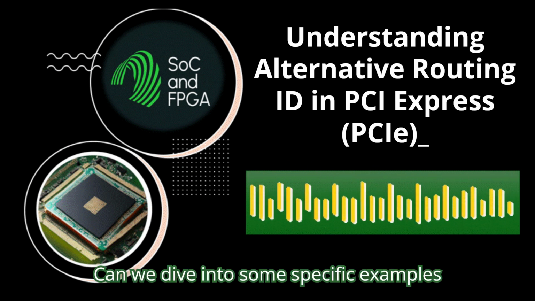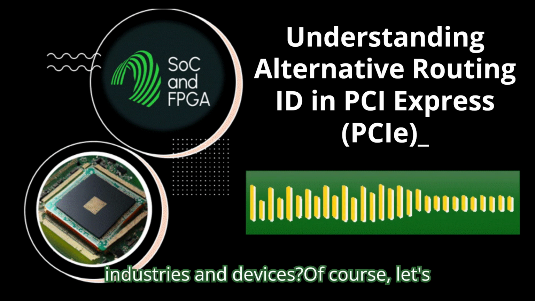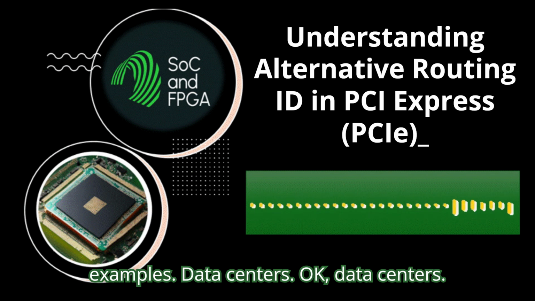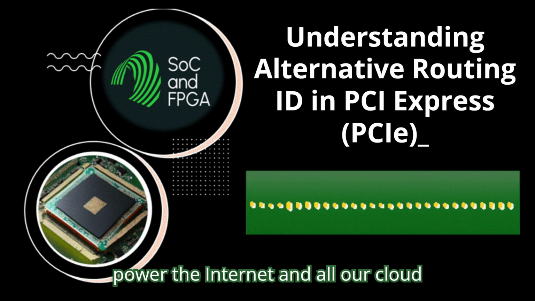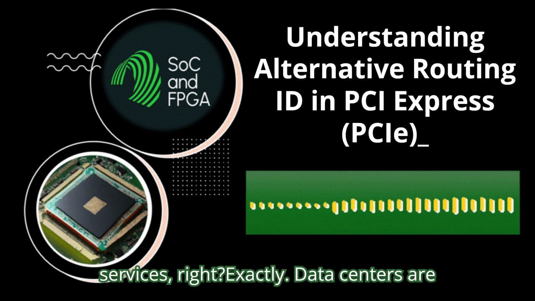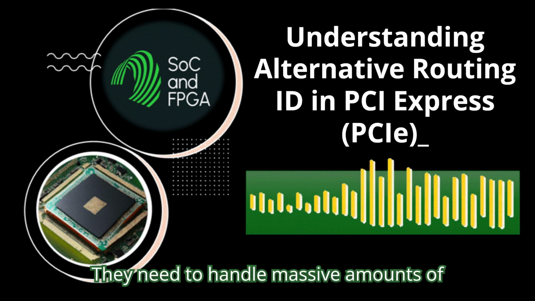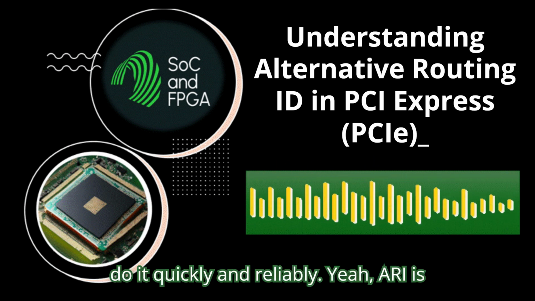Can we dive into some specific examples of how ARI is being used in different industries and devices? Of course, let's start with one of the most prominent examples. Data centers, those are the massive server farms that power the internet and all our cloud services, right? Exactly. Data centers are all about efficiency and performance. They need to handle massive amounts of data and traffic. Right. And they need to do it quickly and reliably.